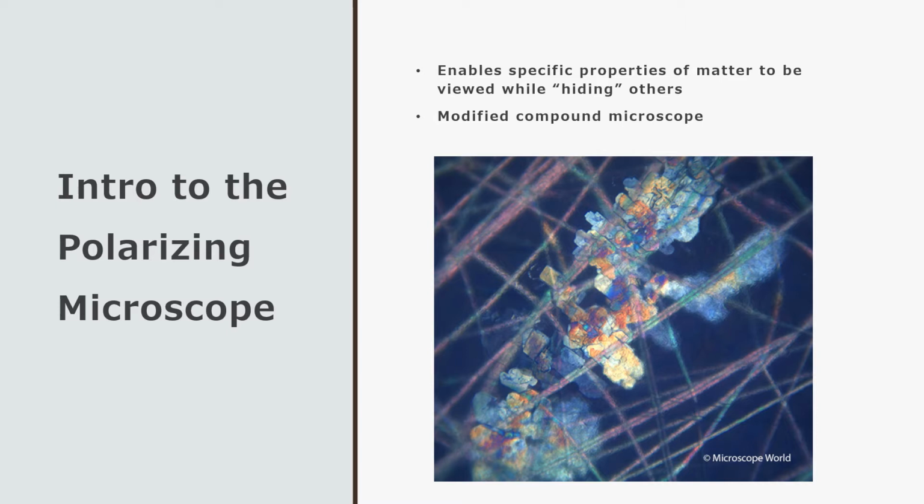A polarizing microscope enables specific properties of matter to be viewed while simultaneously hiding others. The overall image will typically mostly come through, but specific portions of it will be highlighted. This is a modification to a traditional compound microscope. Everything else is the same on the compound microscope, but it has this extra polarizing stuff built into it instead.